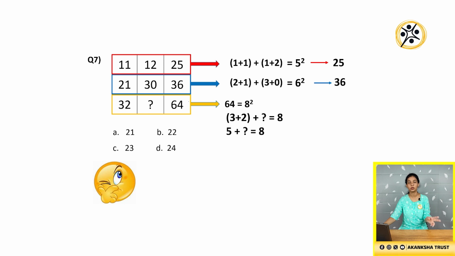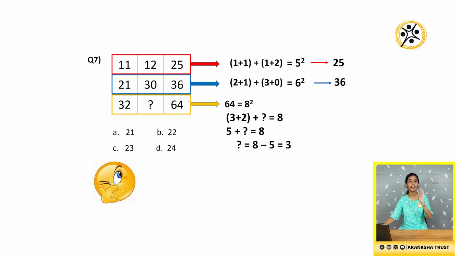Here please note that the missing number is the sum of two digits. So if you do 8 minus 5, you will end up at 3. But that is not your answer, because 3 should be the sum of again another two digits. So now we have 3 as the answer.